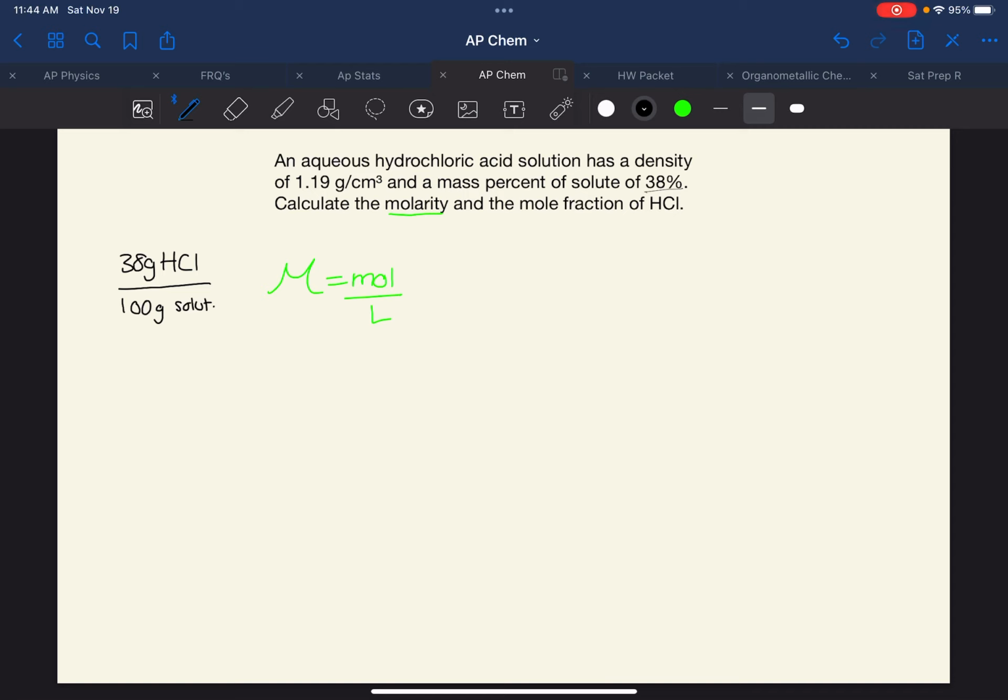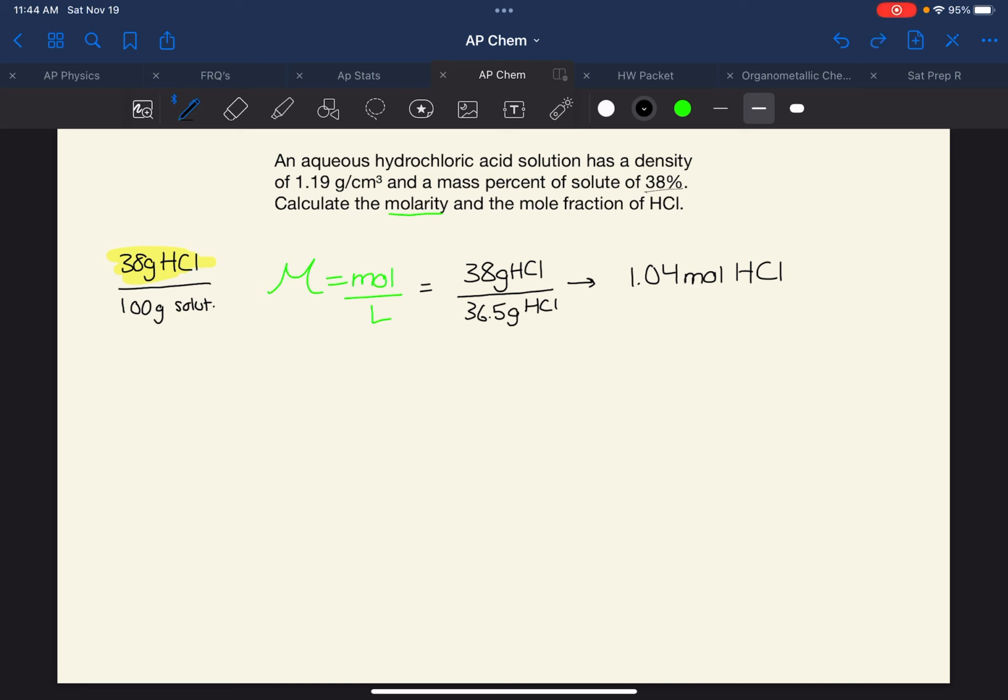So I have to find out how many moles are in 38 grams of hydrochloric acid. Well, it's a little grams to moles problem, so 38 grams of HCl, and hydrochloric acid's molar mass is 36.5 grams per mole of HCl, and that will give you the amount of moles to be 1.04 moles HCl. Now, you have to find the liters.